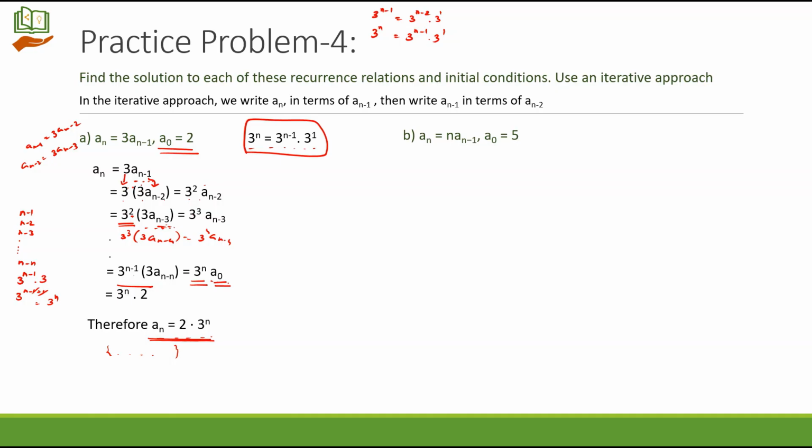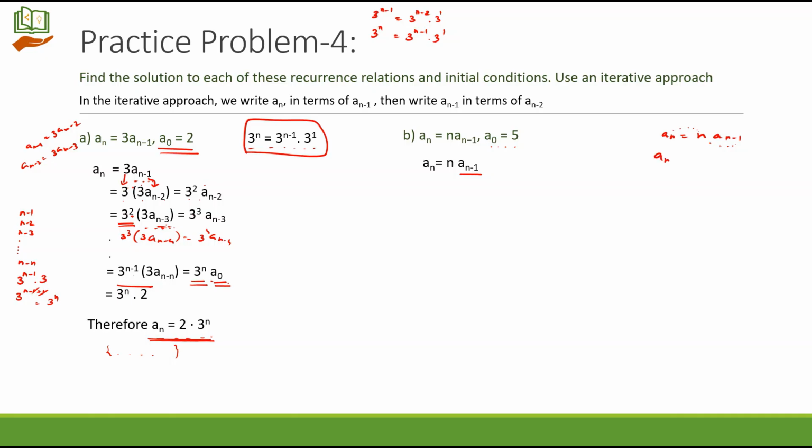an is equal to n into a n minus 1 and the first initial term here is 5. That is a0 is equal to 5. Now let's start with an is equal to n into a n minus 1. So this n is repeated here. The previous term is coming to the subscript.